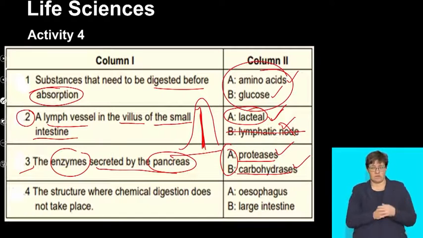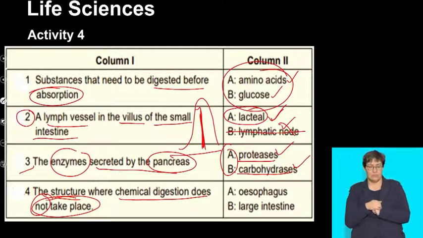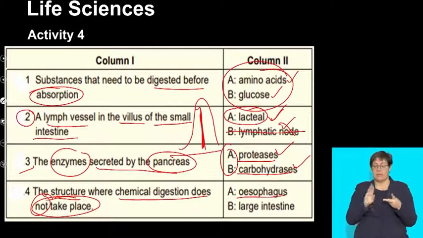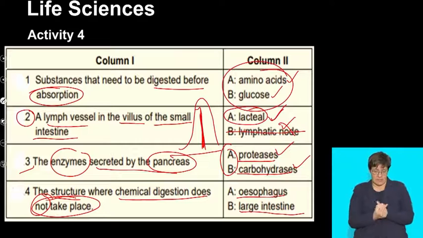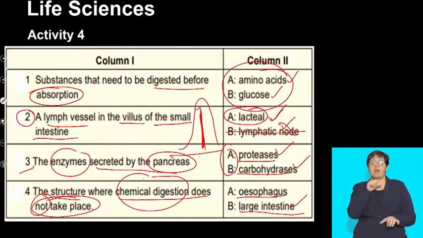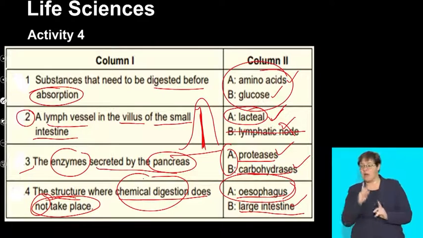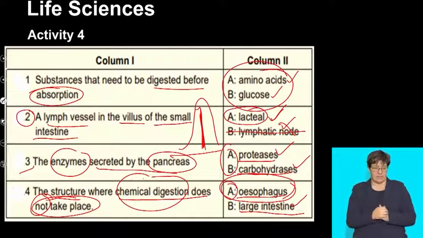Let's look at the fourth statement. The structure where chemical digestion does not take place. Focus on the words does not take place. A, the esophagus. B, the large intestine. I'm going to go back to that statement, does not take place. We know that chemical digestion takes place in the intestine. That's correct. However, the esophagus is a tube that connects the mouth to the stomach. And it is in that tube that no digestion takes place and purely food is moving through. So the answer here will be A only.